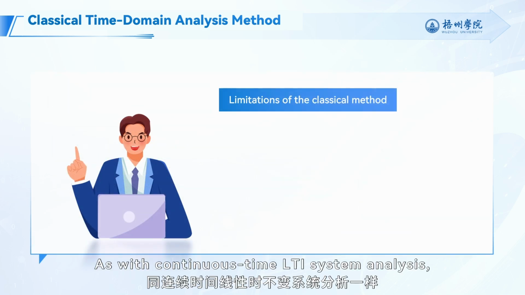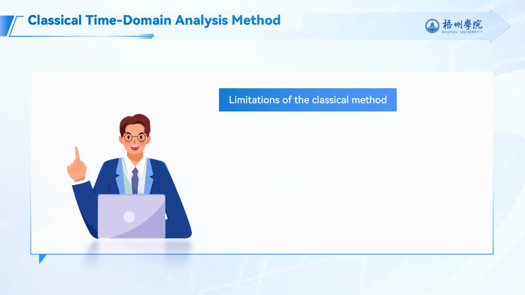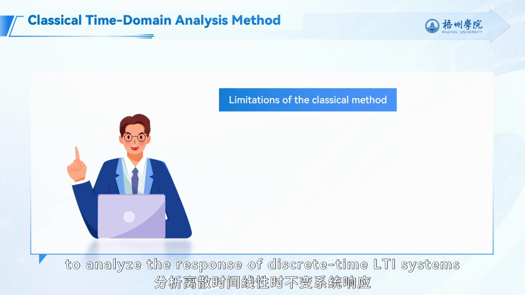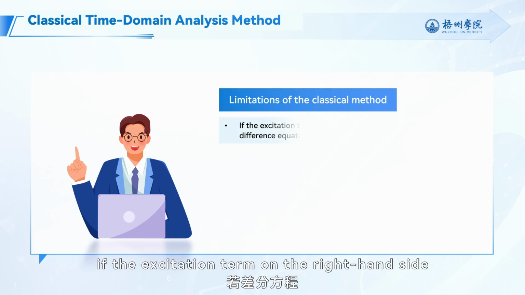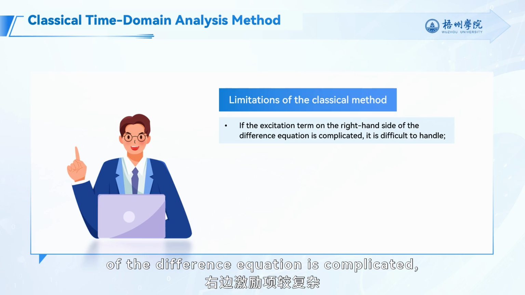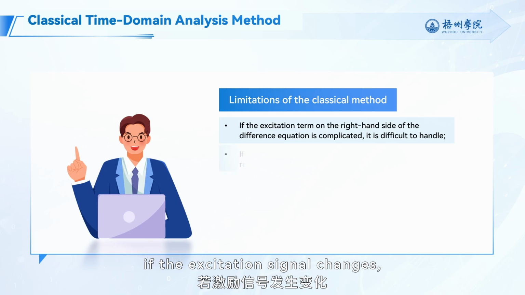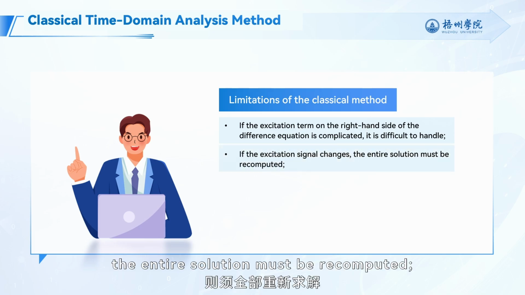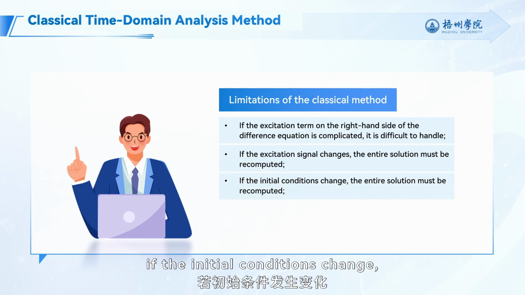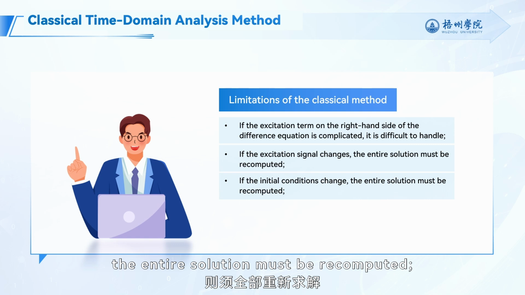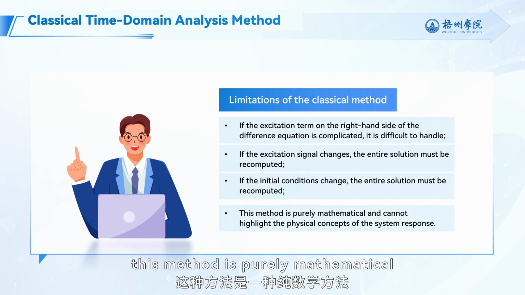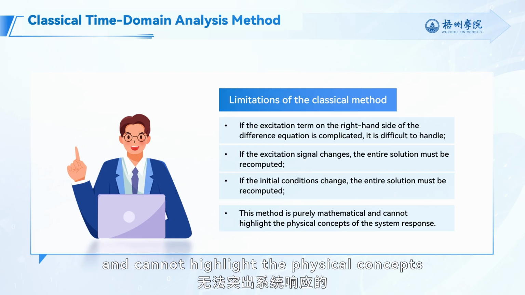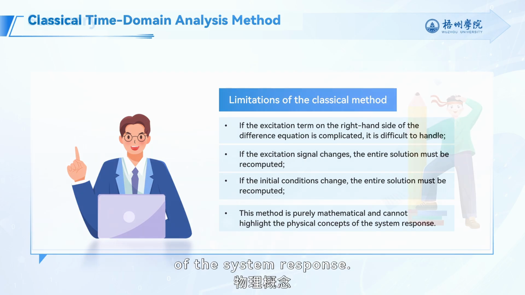As with continuous-time LTI system analysis, using the classical method to analyze the response of discrete-time LTI systems has the following limitations. If the excitation term on the right-hand side of the difference equation is complicated, it is difficult to handle. If the excitation signal changes, the entire solution must be recomputed. If the initial conditions change, the entire solution must be recomputed. This method is purely mathematical and cannot highlight the physical concepts of the system response.